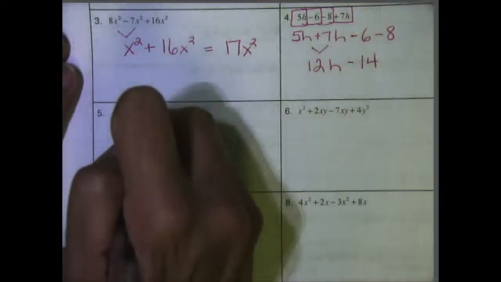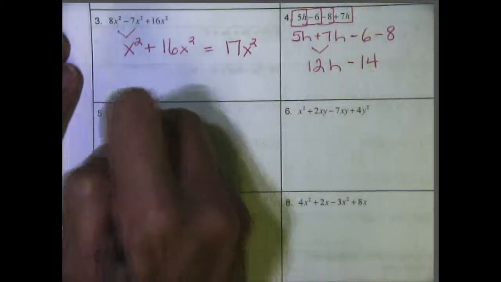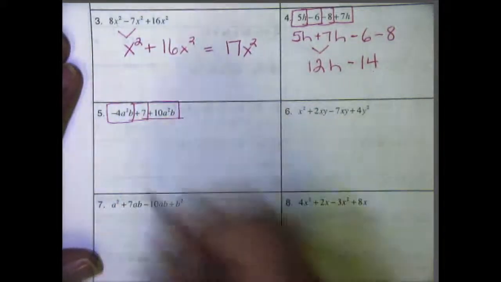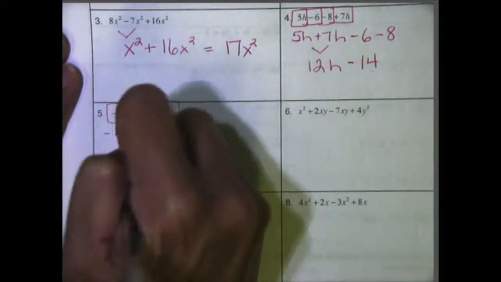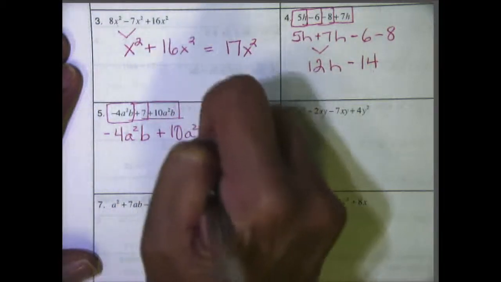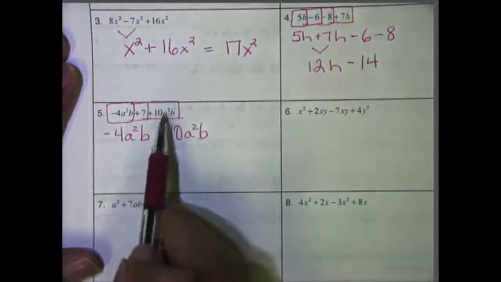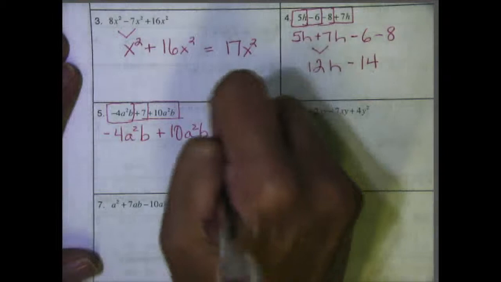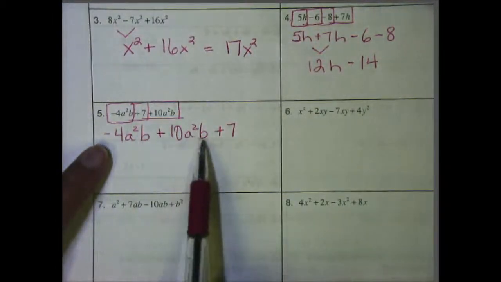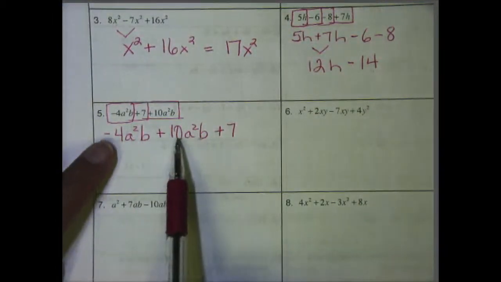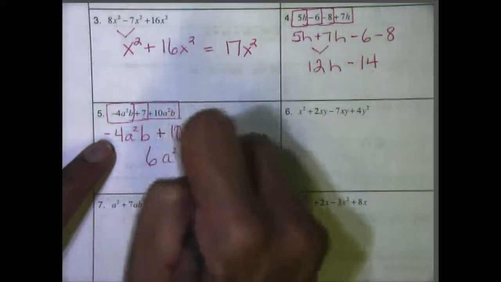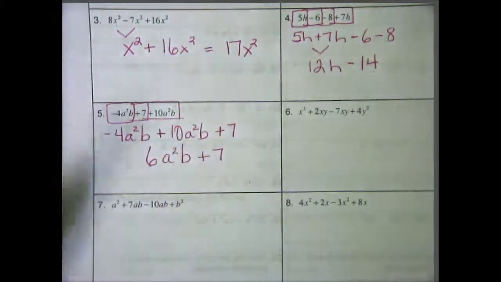So again, let's go ahead and box our terms in. And then we'll group our like terms. So we have -4a to the second b plus 10a to the second b. And I know it's plus because there's a plus in front of the 10. And then I have plus 7. So here, all of my variables are exactly the same. So they are like terms. I'm going to add -4 and 10. I get 6a to the second b plus 7.